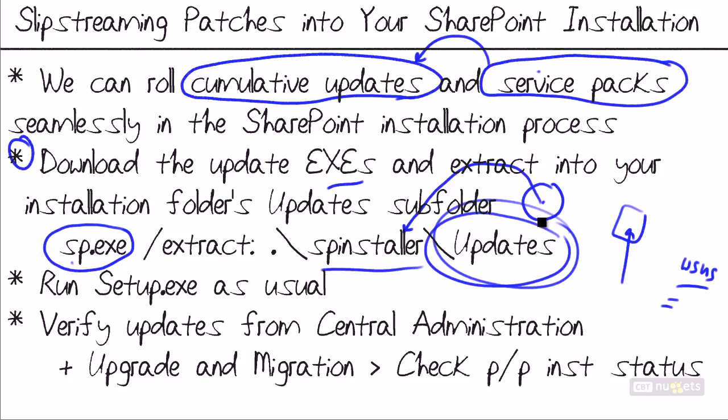What's cool about that is after you've done your extraction and you go to install SharePoint, when you call setup.exe, you don't have to specify anything with updates. The setup will automatically go into the updates folder and grab and install those binaries. Isn't that great? Once the installation completes, you can verify by going into your central administration web application under Upgrade and Migration and check the program and patch installation status for that server.